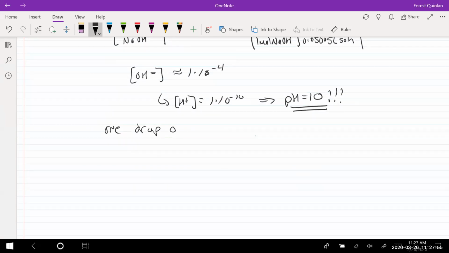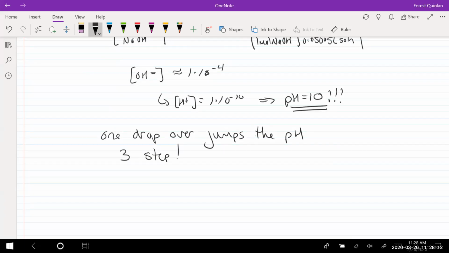One drop, oh, can I write? I'm so antsy my pantsy to show you this. One drop over jumps the pH 3 steps. Okay, one drop.